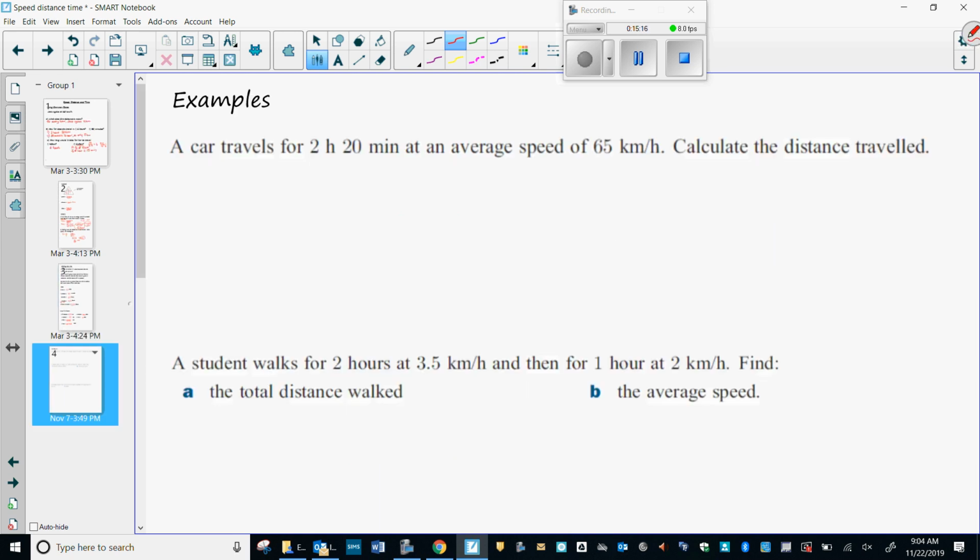A car travels for 2 hours and 20 minutes at an average speed of 65 kilometers per hour. Calculate the distance traveled. First of all, we need to know distance is equal to what? Speed times time. The units are very important. My speed is good to go. It's 65 kilometers per hour.